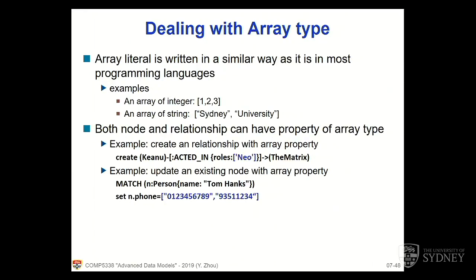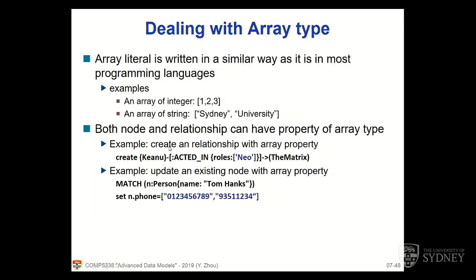Okay, another thing is Neo4j has an array data type, and we do need a special way to handle arrays sometimes. Sometimes it can be handled in the same way as a simple type, but sometimes we do need a special way. First, an array literal is written in a similar way as in the majority of programming languages. We use square brackets to indicate it's an array, and each element is separated by a comma. So this is an array of integers and an array of strings.